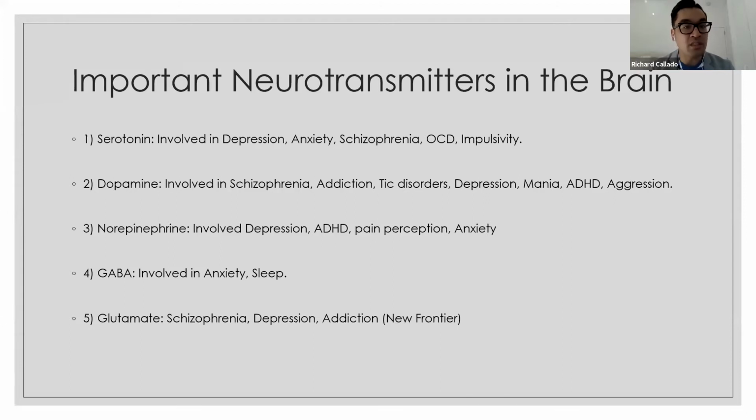GABA, which is involved in sleep. It's interesting because I actually went to the pharmacy and they were selling GABA pills from a brand. It was like chewables. I don't know exactly how much GABA was in there, but it's interesting they have it actually in supermarkets now for sale. And they have glutamate, which is implicated in schizophrenia, depression, addiction. So glutamate modulation is actually fairly new now. It's kind of like the new frontier in psychiatry.